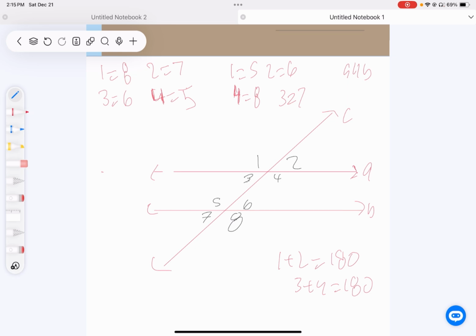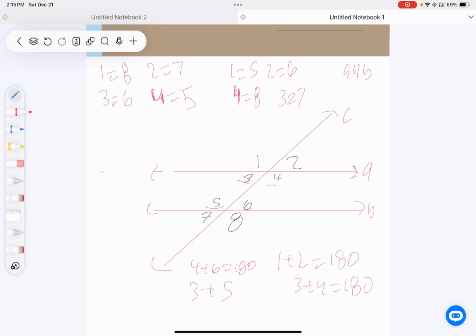Now we could go into our interior angles and we could see that 4 and 6 right here, 4 and 6, are also going to equal 180. This is going to be kind of a concept you're just going to have to memorize, unfortunately, but that's just how it ended up working out. Same with 3 and 5. 3 and 5 also equal 180 degrees.